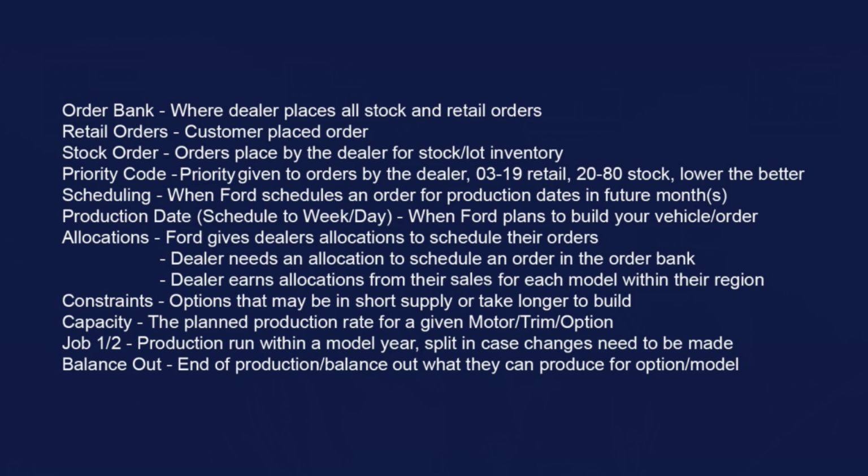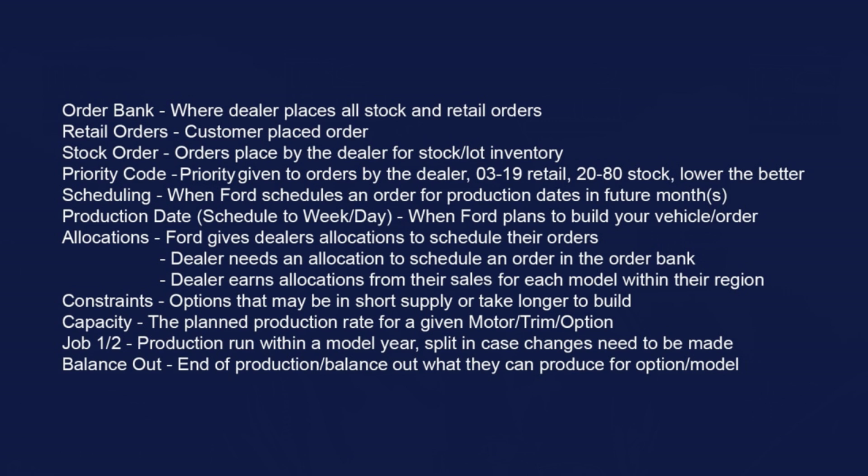Constraints are options that may be in short supply or take longer to build. Capacity is the planned production rate of a given motor, trim, or option. That planned capacity versus what the suppliers can give them in parts to keep up that capacity, that's where you get a constraint. If there are more orders than their capacity, or there's a problem getting parts from the suppliers, that could be a constraint and cause some bog down and longer lead times to get those orders scheduled.